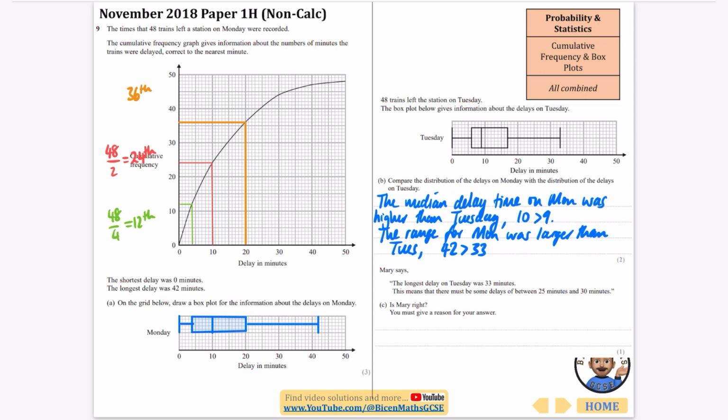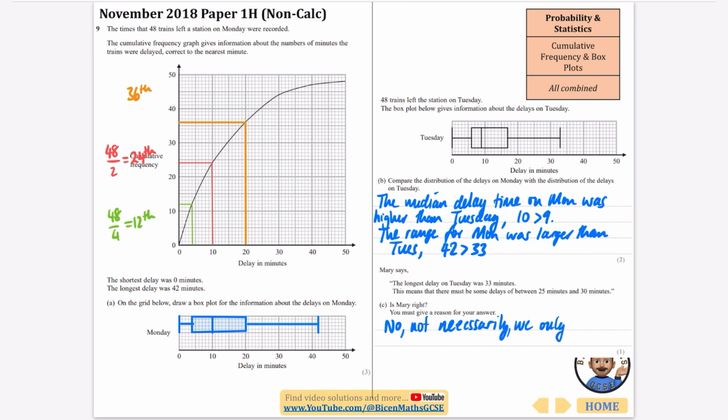Mary says the longest delay on Tuesday was 33 minutes. This means that there must be some delays of between 25 and 30 minutes. Is Mary right? Well, no, we don't know if there's anything between 25 and 30. All we know is that there are some delays that were between, what's that going to be, 17 and 33. Is Mary right? No, not necessarily.